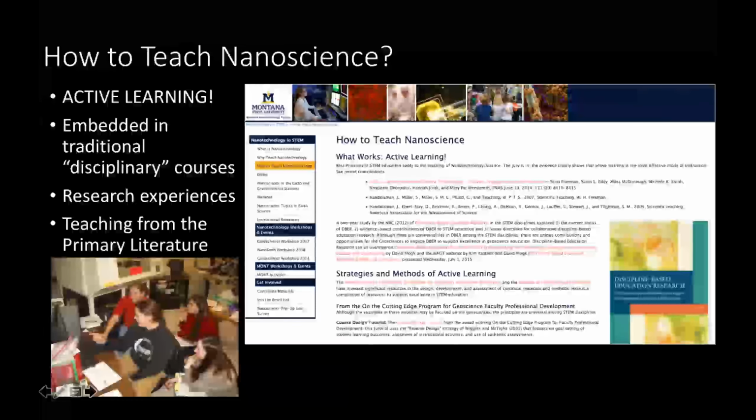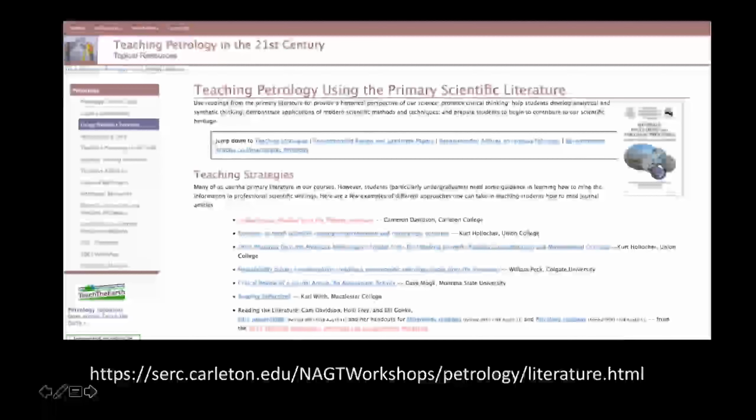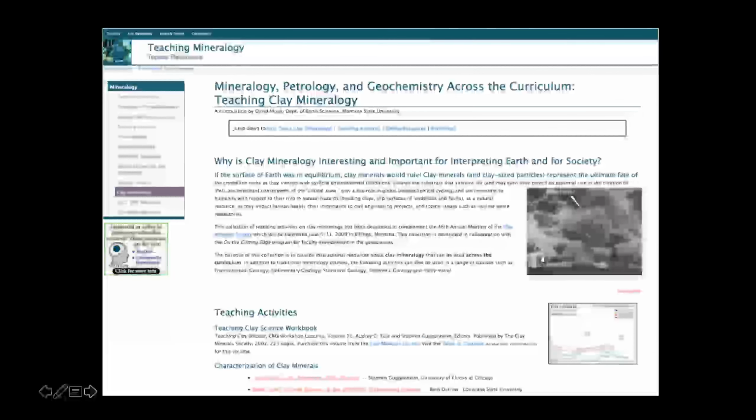We also recommend teaching from the primary literature. And here are some recommendations from the Teaching Petrology workshop on strategies that you can use for using the primary literature in your own classes. And again, using the resources that we put together in the collection of references can easily be brought directly into your own classes. And then we also have previously formed special collections.